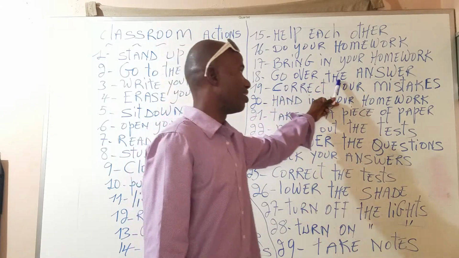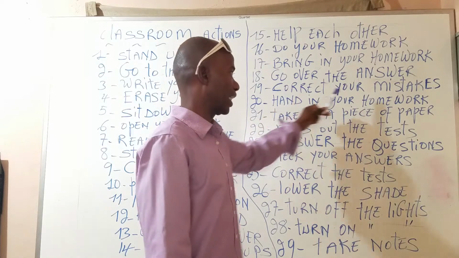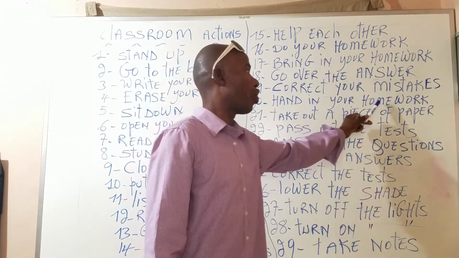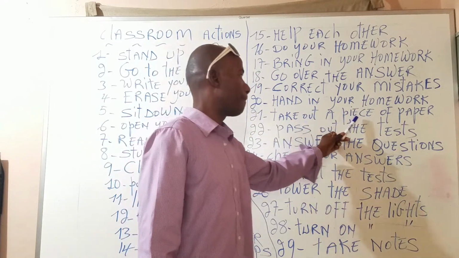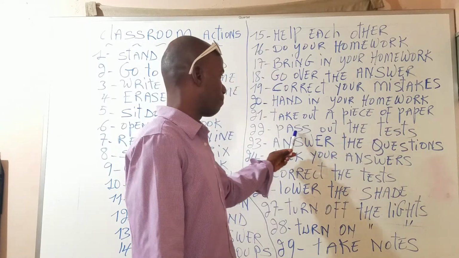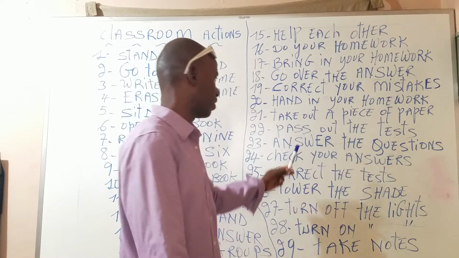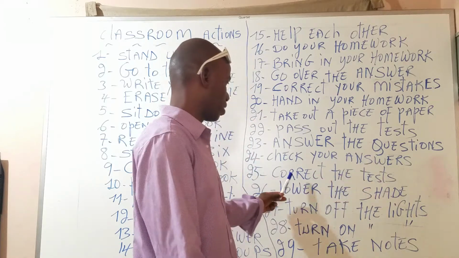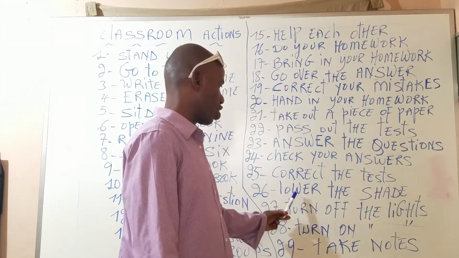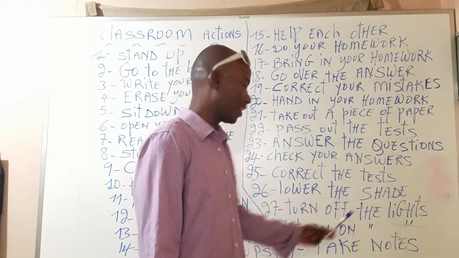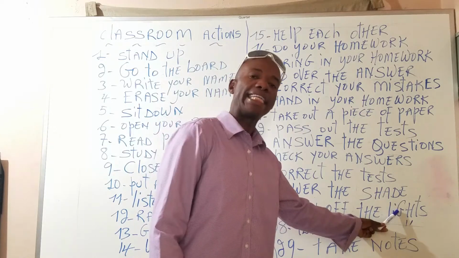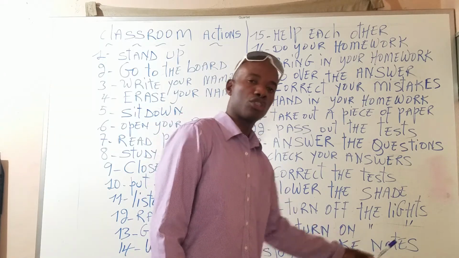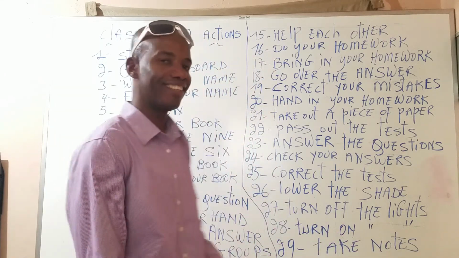Go over the answer. Correct your mistakes. Hand in your homework. Take out a piece of paper. Pass out the tests. Answer the questions. Check your answers. Correct the tests. Lower the shade. Turn off the lights. Turn on the lights. Take notes. And you can also say watch a movie, okay?